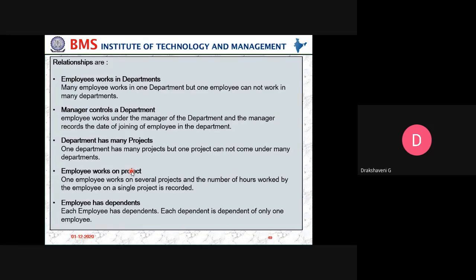Then manager controls the department. Employee works under a manager of the department, and the manager records the date of joining of the employees in the department. Department has many projects. One department has many projects, but one project cannot come under many departments. Employee works on projects. One employee works on several projects, and the number of hours worked by the employee on a single project is recorded. Employee has a dependent. Each dependent is a dependent of only one employee.